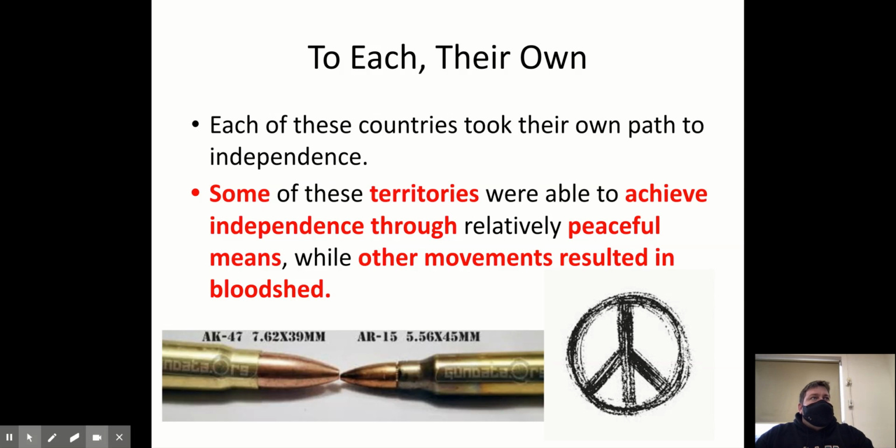The conditions that they leave some of these colonies in result in years and years of hardship and bloodshed in some situations. Okay, so the fallout from imperialism is something that is still being felt in certain parts of the world today, and that's something that we will continue going over in other units also.